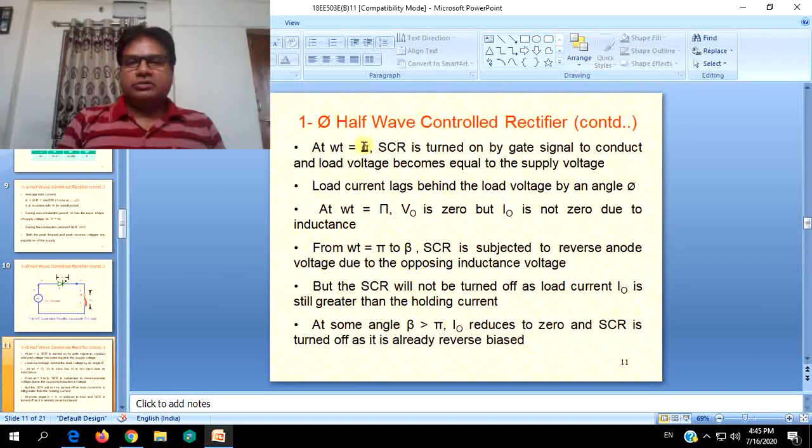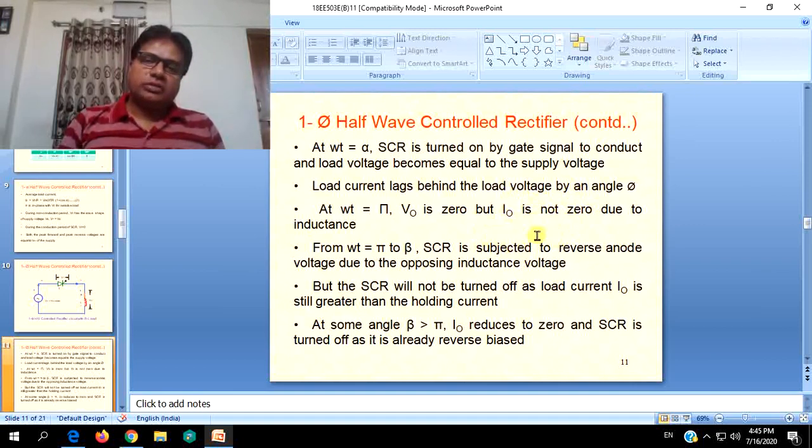At omega t equal to alpha, the firing angle, the SCR is turned on by the gate signal to conduct, and the load voltage becomes equal to the supply voltage. Until then, load voltage will be 0 and load current will also be 0. But once the load voltage comes into existence, the load current lags behind the load voltage by an angle phi. At omega t equal to pi, V naught is 0, but I naught is not 0 due to the inductance.